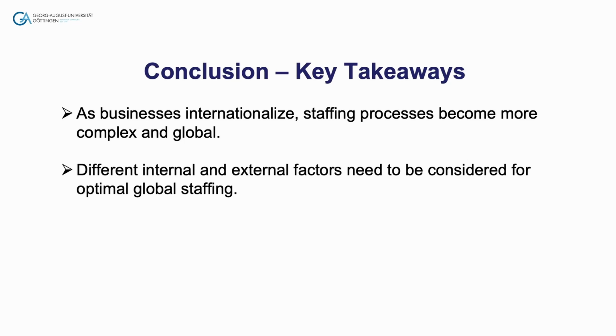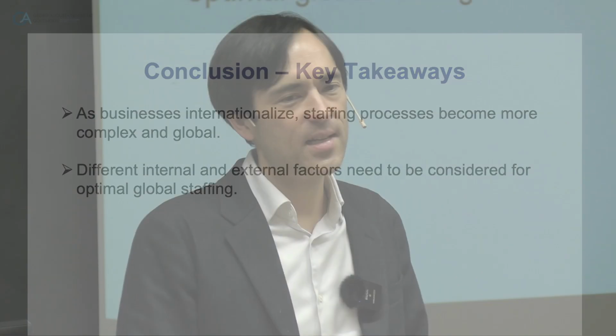Global staffing. Business is globalizing, and as business is globalizing, we have global multinational corporations. Staffing becomes much more global and entails all kinds of complexities, opportunities, and challenges. Some of the ideas here are that strategies should be aligned, and we have many internal and external effects that have important consequences or implications for global staffing. All right, with that, I would like to finish today.